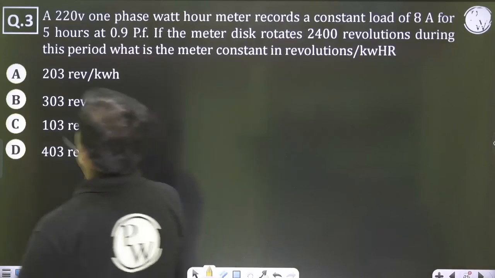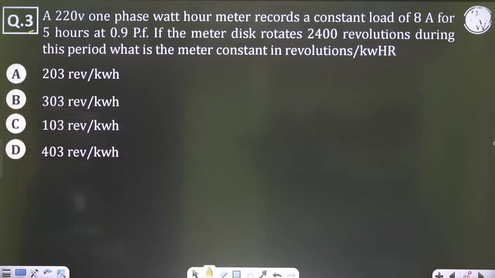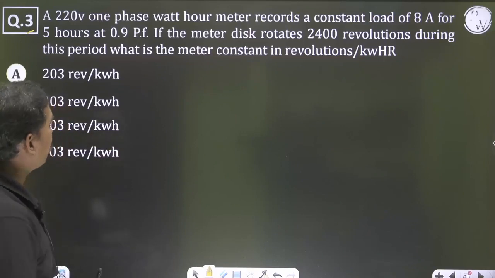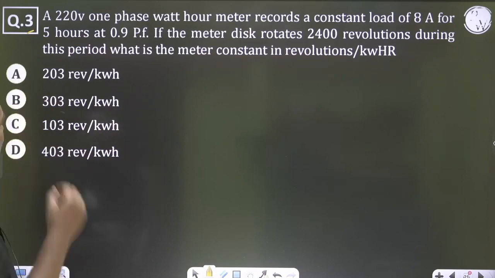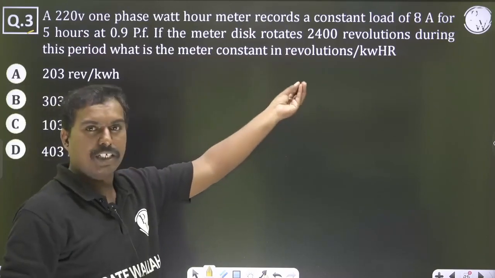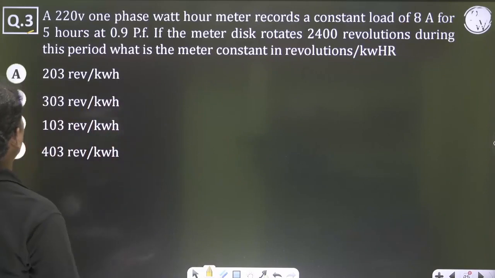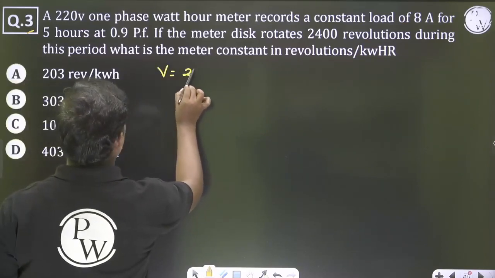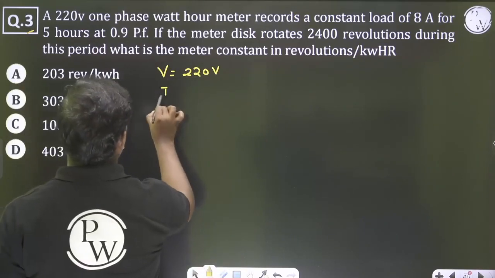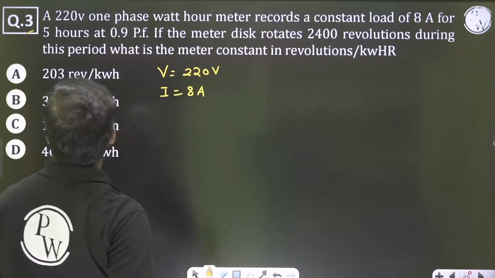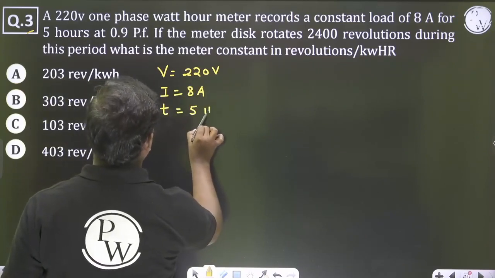Now let us go for another question, question number 3. A 220 volt single phase watt-hour meter records a constant load of 8 amperes for 5 hours at 0.9 power factor. If the meter disc rotates 2400 revolutions during this period, what is the meter constant in revolutions per kilowatt hour? How to do it? See, what is the data given? V is given as 220 volts, current is equal to 8 amperes, time is equal to 5 hours.